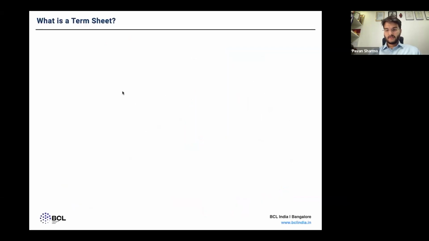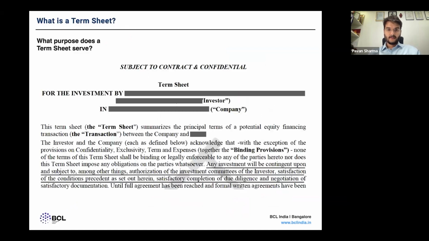What I've tried to do in the session also is to give you actual screenshots of term sheets that we have worked on. These are live documents. Of course, I've redacted them so that the name of the company and the name of the investor are not disclosed, but the language that you would see on the screen is how a document is going to look. And the idea of sharing these screenshots is so that you familiarize yourselves with the kind of documents that may come your way once you start raising funds.